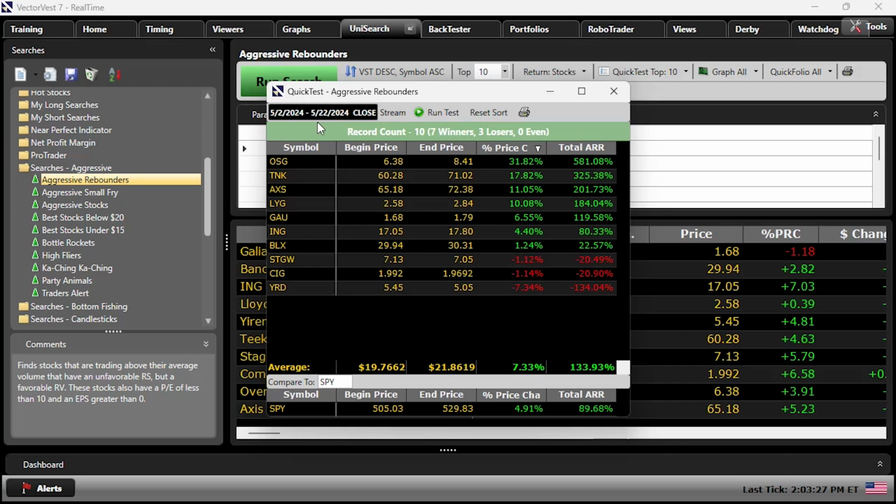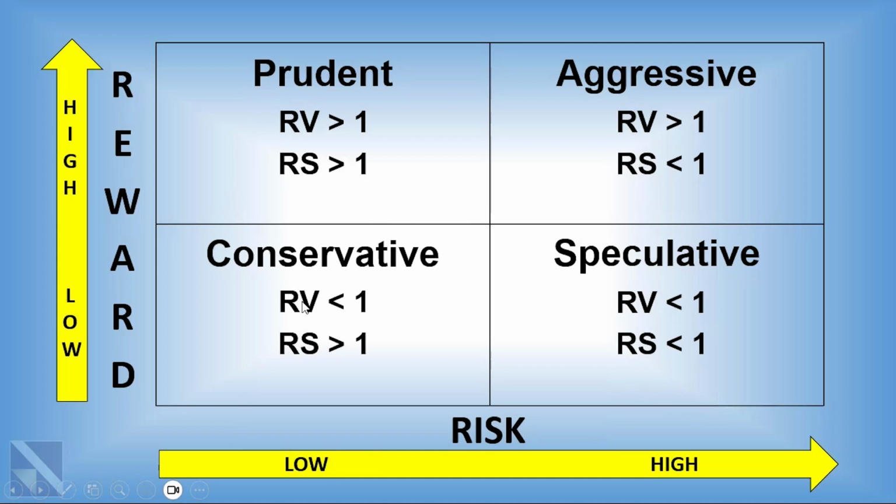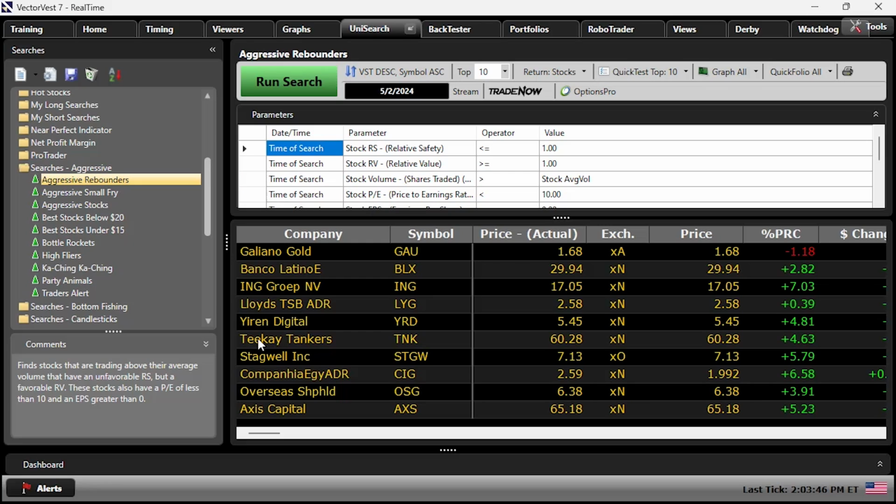But now, because we use market timing, we didn't take that double-digit hit on YRD. And number 2, we picked up a 4th stock that went up double digits. That's what an aggressive trader is looking for. Nicely outperformed the market in a short amount of time. Let's go to the next search.